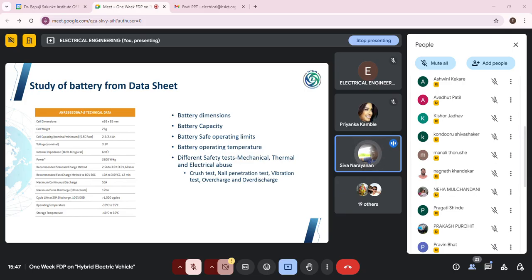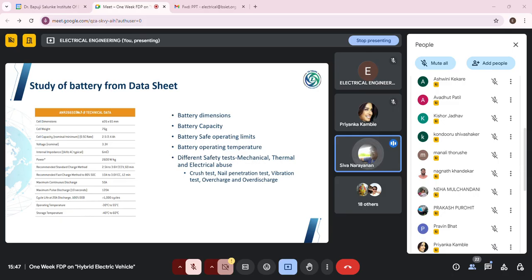So from the technical specifications, you can find the battery dimensions, the battery capacity, the battery safe operating limits, and the battery operating temperature. In certain spec sheets they will also mention the different safety tests they have performed, like mechanical, thermal, and electrical tests.